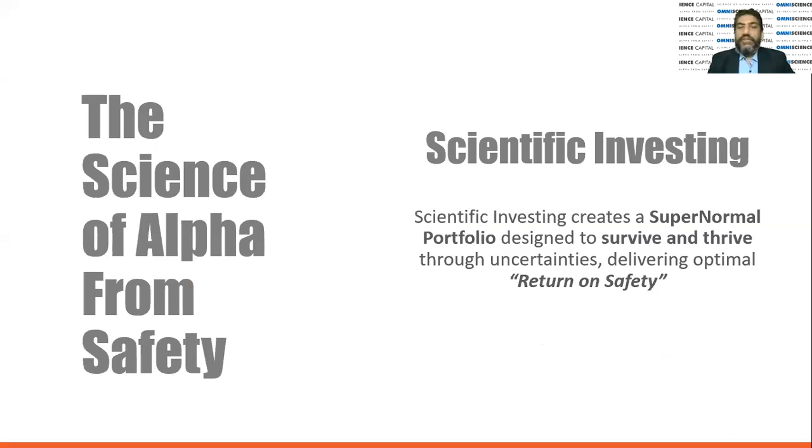So what is the science of alpha from safety? So scientific investing creates a survive and thrive portfolio. Okay. Survive and thrive portfolio, which is a supernormal portfolio. What does it do? Why do you need survive and thrive? Because your portfolio needs to navigate a lot of uncertainties. So fundamentally, the uncertainties are the economic uncertainties. So macroeconomy, GDP going up and down, wars happening, things going bad in terms of inflation, and many other things like a COVID crisis.